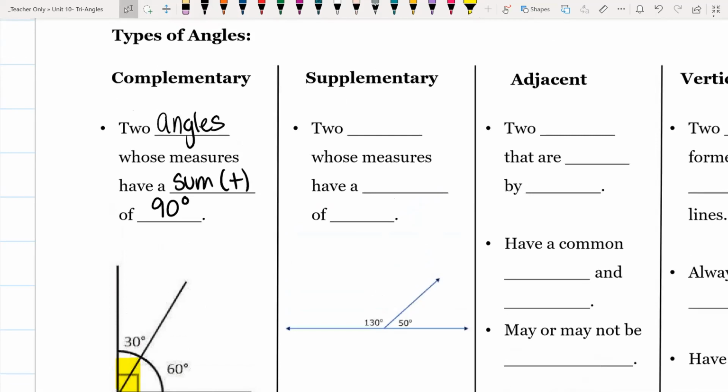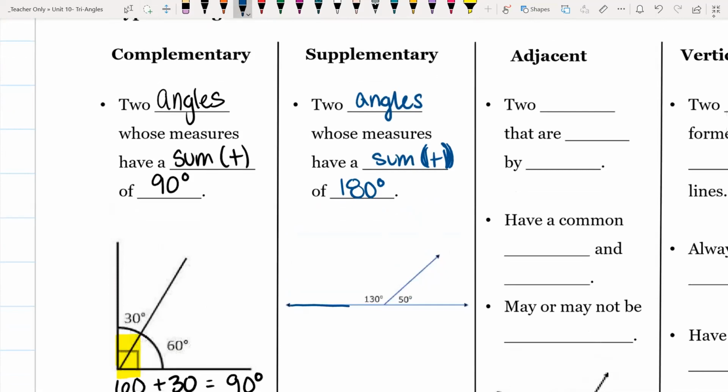Okay, supplementary are two angles whose measures have a sum, which again means we add them together, a sum of 180 degrees. So they add up to be a straight line, okay? So if we do 130 plus 50, that's going to give us 180 degrees. So these are always a straight line, whereas complementary are always going to be like an L-shaped one.